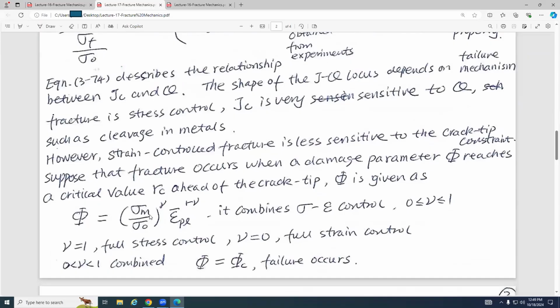And then we look at the strain control. Strain-controlled fracture is less sensitive to the crack tip constraints. Suppose that fracture occurs when a damage parameter phi reaches a critical value at RC ahead of the crack tip, and phi is given by this equation. So I'm going to stop here now. On Monday we are going to finish this part.